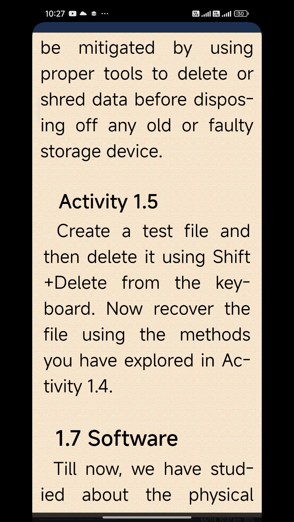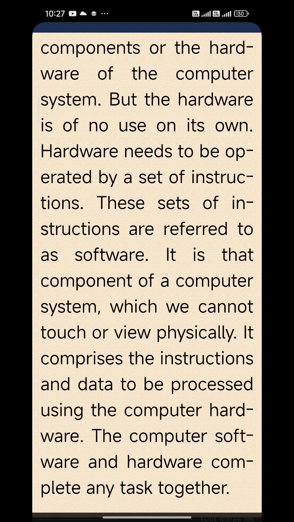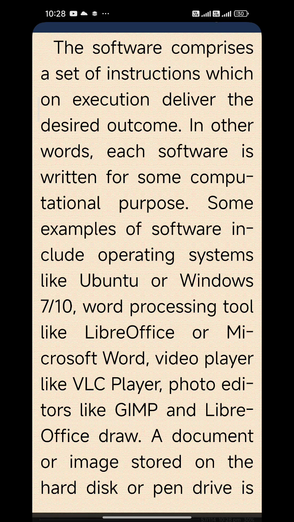1.7 Software. Till now we have studied the physical components of the hardware of the computer system, but the hardware is no use on its own. Hardware needs to be operated by a set of instructions. These sets of instructions are referred to as software. It is that component of a computer system which we cannot touch or view physically. It comprises the instructions and data to be processed using the computer hardware. The computer software and hardware complete any task together. The software comprises a set of instructions which, on execution, deliver the desired outcome.